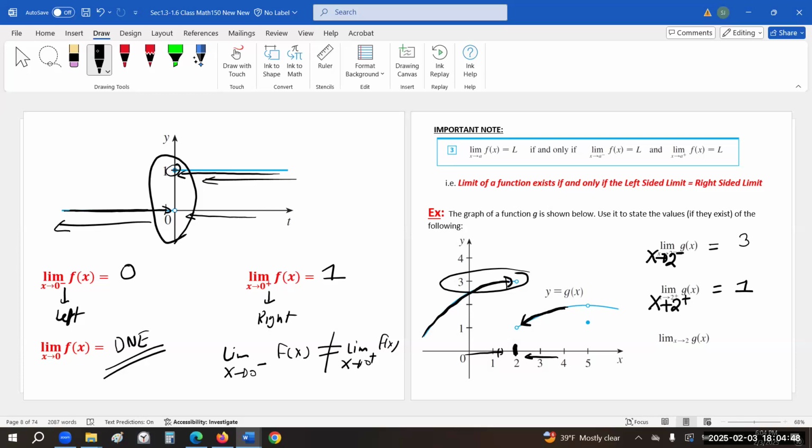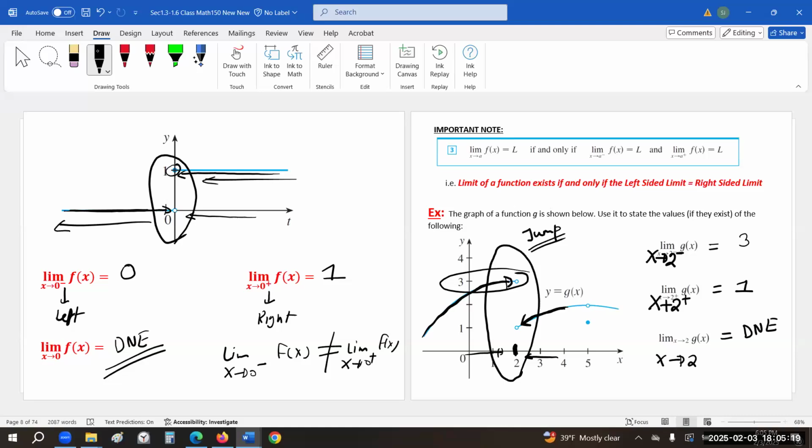Wonderful, guys. So the last one is asking, based on the left side limit and right side limit, what can you say about the limit exactly at 2? It doesn't exist because the left y value doesn't match the right y value. It has a jump. Because of the jump, the exact limit doesn't exist.